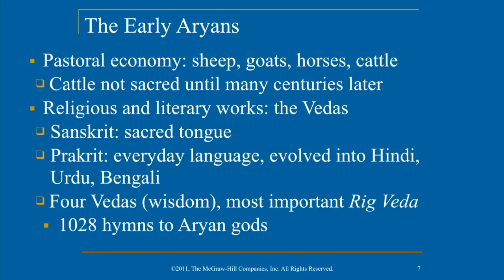And yet this isn't the case for the early Aryans, who will eventually become the forerunners to the modern Indian peoples. There were religious and literary works, the Vedas. Sanskrit actually shows up around this time. It's the sacred tongue of the religions and the people. Prakrit is the everyday language, evolved into Hindi, Urdu, and Bengali.